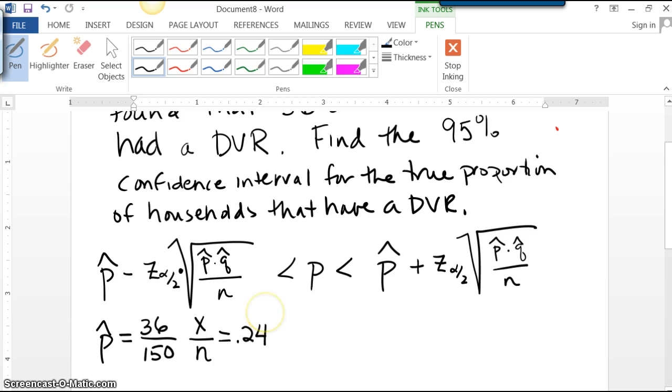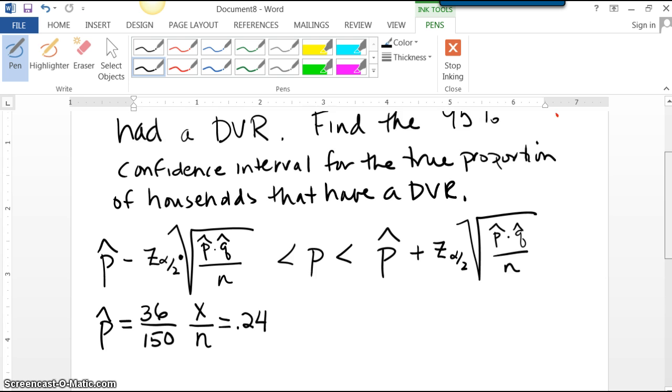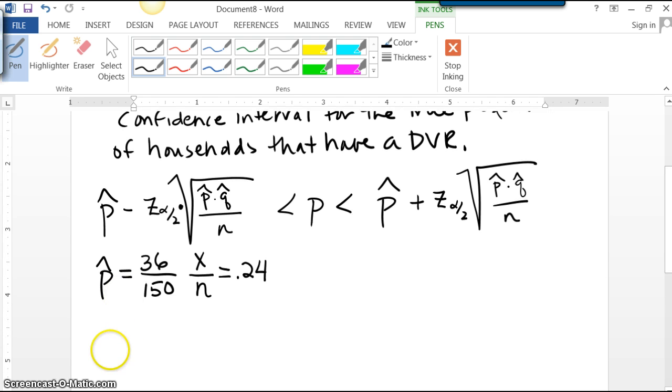If that was a decimal that was non-ending and non-repeating, I don't think that I would use the decimal and round it because it would probably throw things off. I would just go ahead and use the fraction. But since this is a nice decimal, I'm going to go ahead and use it in here. All right. So the P hat is going to be 0.24.